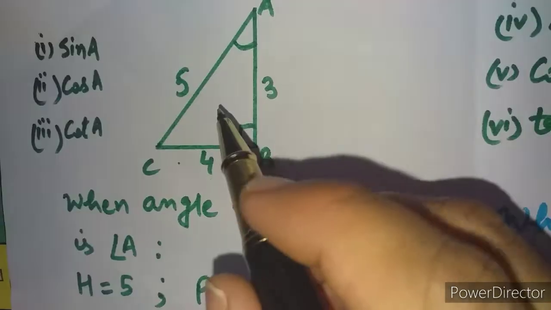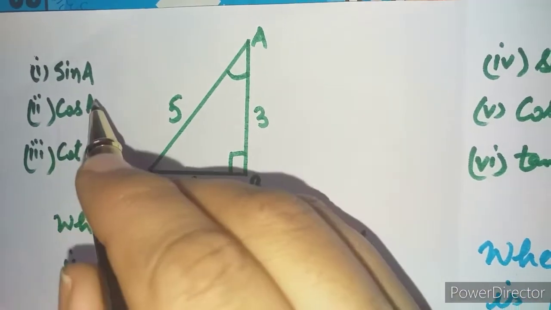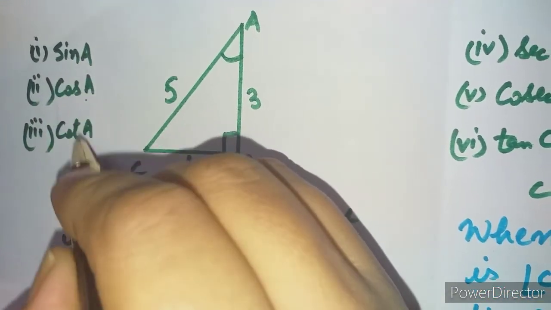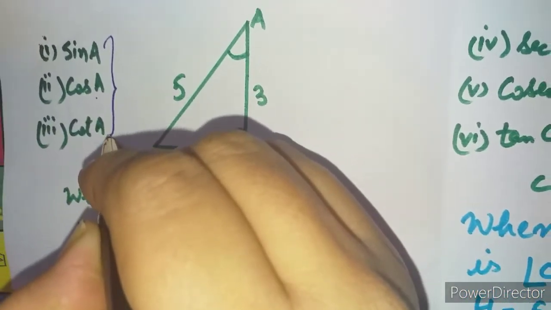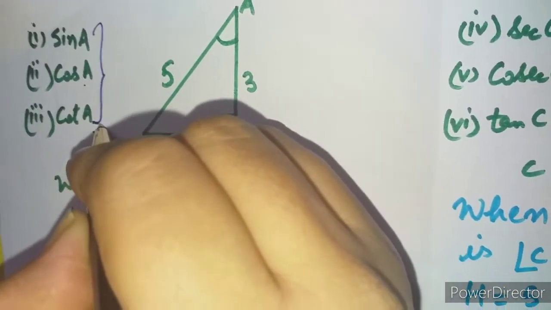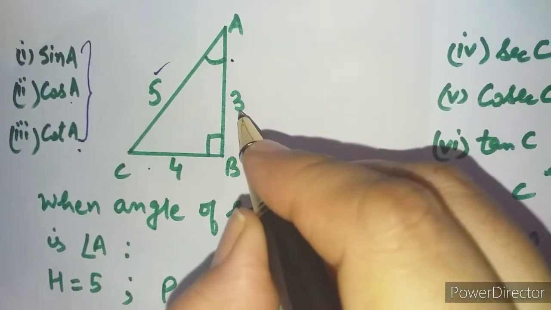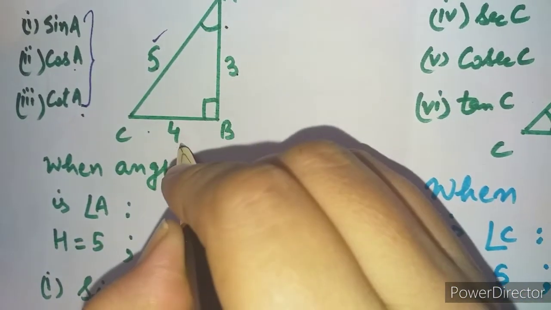Now I have drawn the figure for you. The first three parts say find the values of sin A, cos A and cot A, and all three trigonometric ratios are with angle A only. Here is our angle A, and I have written this as the perpendicular, this as the hypotenuse, this is one side, this is the other side.